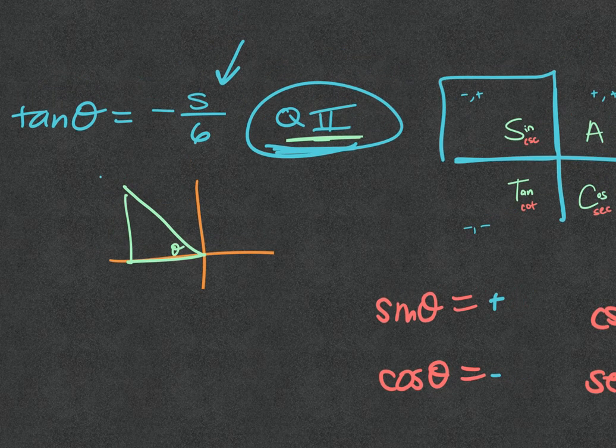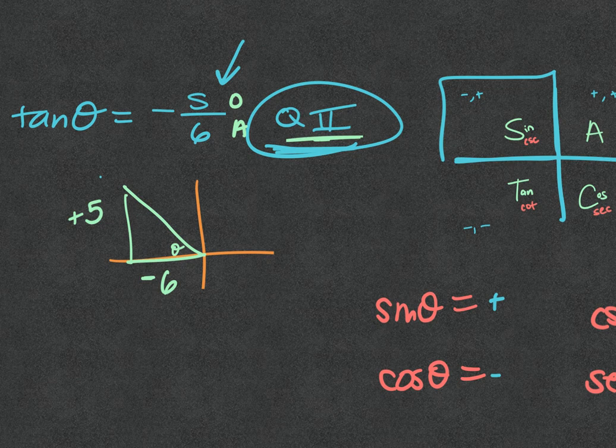Now tangent is opposite over adjacent, and that negative could go with the 5 or the 6. I don't know yet where that negative goes until I know what quadrant it's in. So because it's in the second quadrant, my x is negative, which would be the adjacent side. This one's going to have the negative. The opposite is the y. That one's going to have the positive. So then opposite is the 5 and adjacent is the 6.